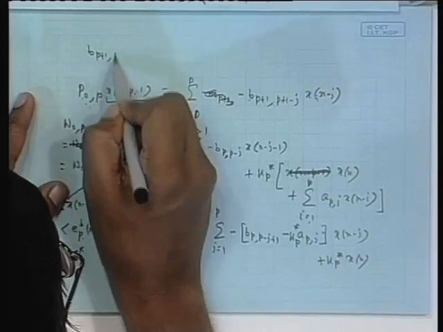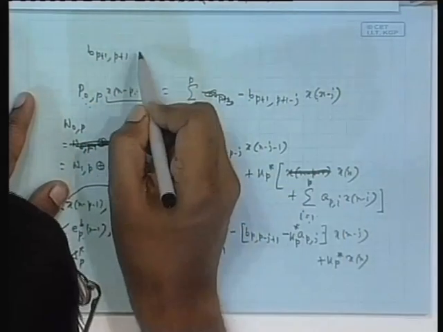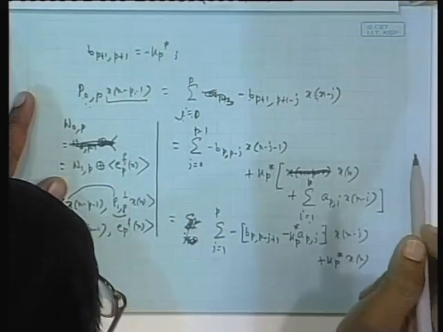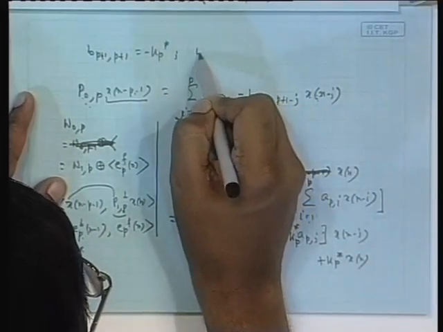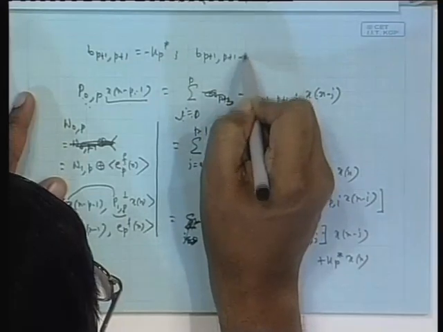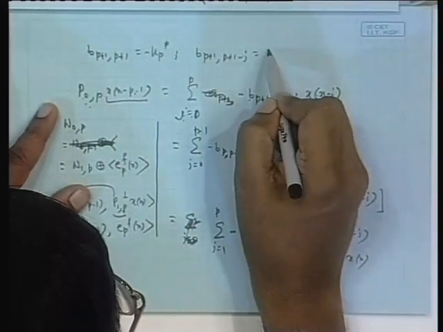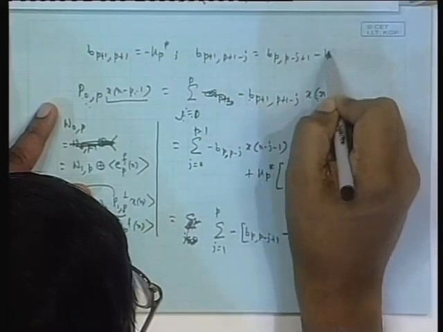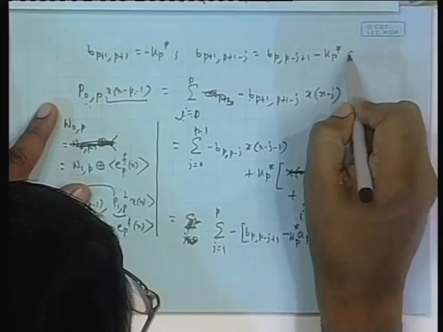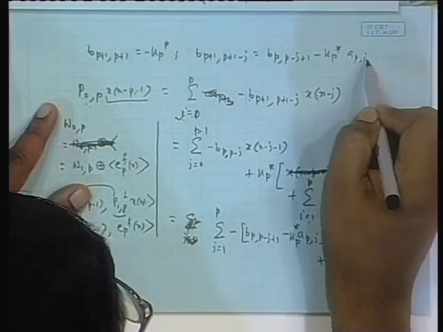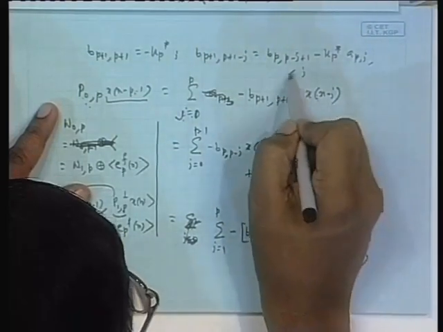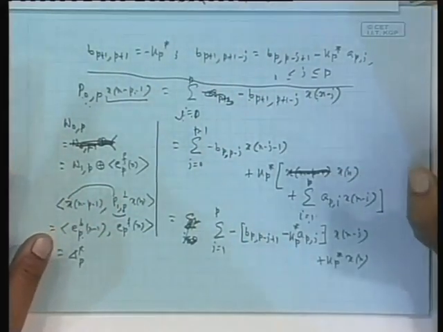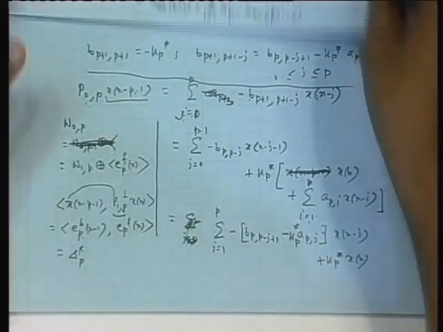That means b p plus 1 when j equal to 0, that is minus k p star, and otherwise b p plus 1 comma p plus 1 minus j, for j in this range. Okay. All that is fine as long as p is 1, that is we start at p equal to 1 and go ahead.